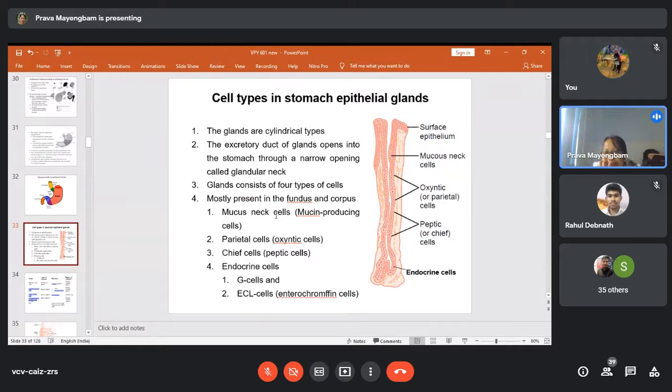First, the mucus neck cells. The cells near the neck of the gland are termed mucus neck cells, and they secrete mucin. Another group are the parietal cells, or oxyntic cells, indicated over here. Another group are the chief cells, also called peptic cells. And another group are broadly categorized as endocrine cells, which may be Z cells or enterochromaffin cells.